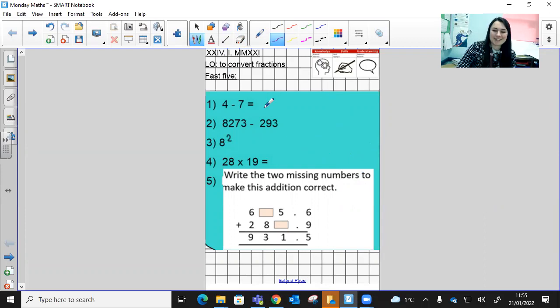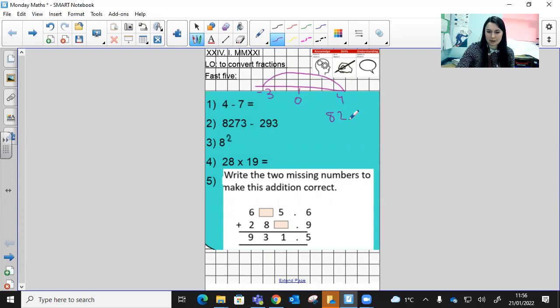Okay, ready to go through the answers. So question number 1, 4 take away 7. Now this is going to go into the negative numbers. If we're starting with positive 4 and we are jumping back 7, 0 being here, that would be -4, but we want another 3, which would land us on -3.